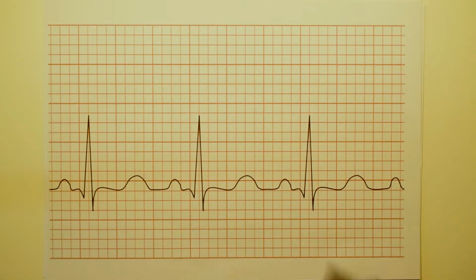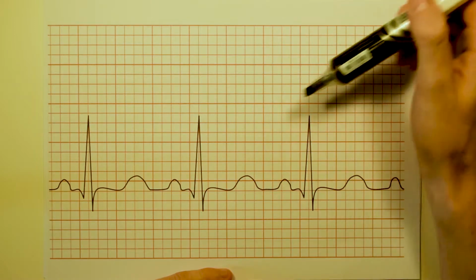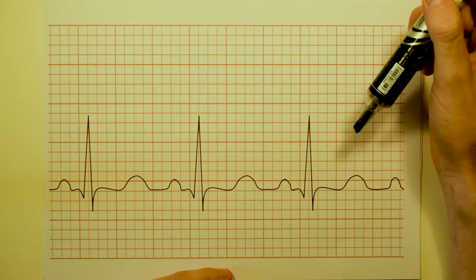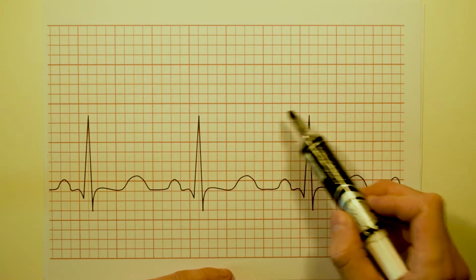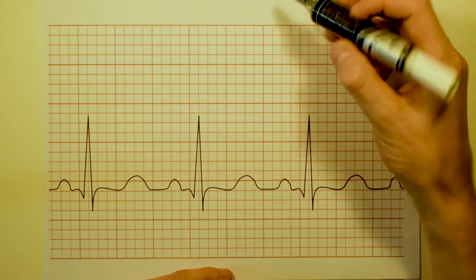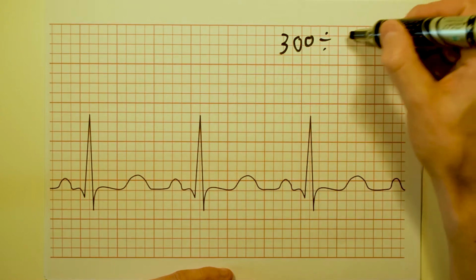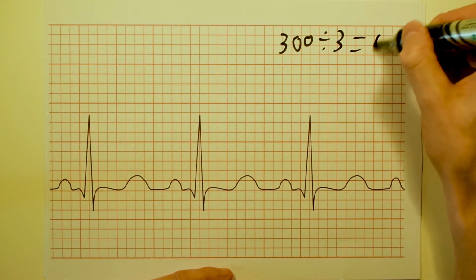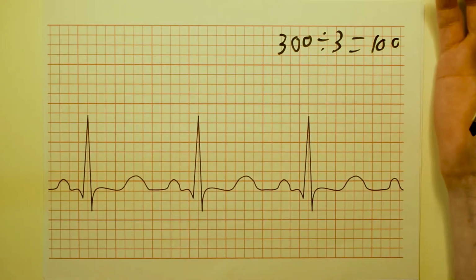Remember, if we count every large block between the R and the R wave, we are able to work out the rate. So we go, that's 1, 2, 3. Remember, it's 300 divided by the number of big blocks, so that's 3, which equals 100. So that is a fast rate. Now we know that it's relatively fast.